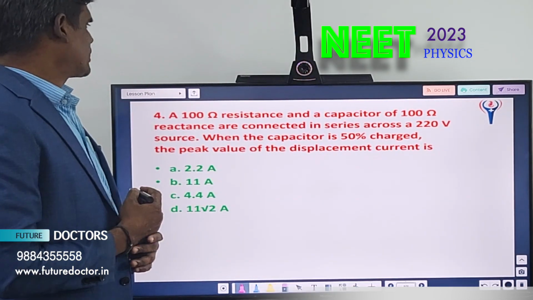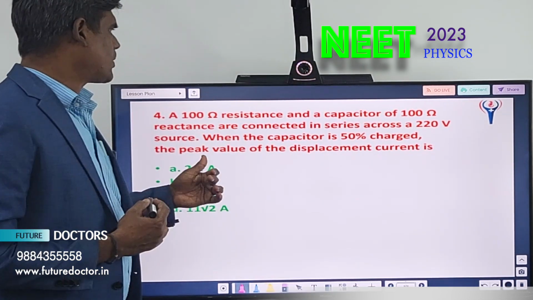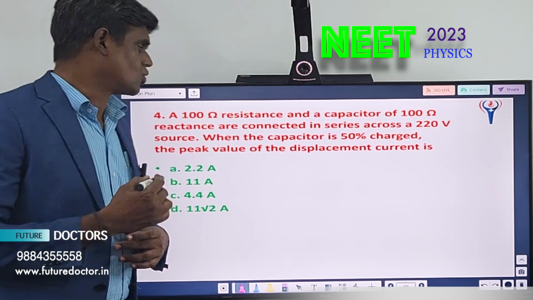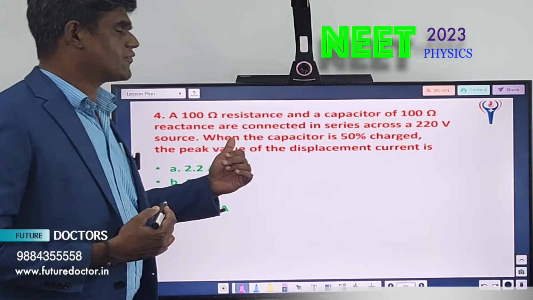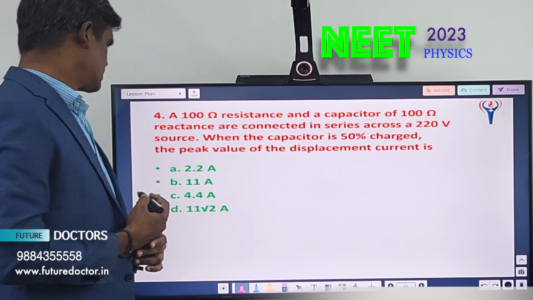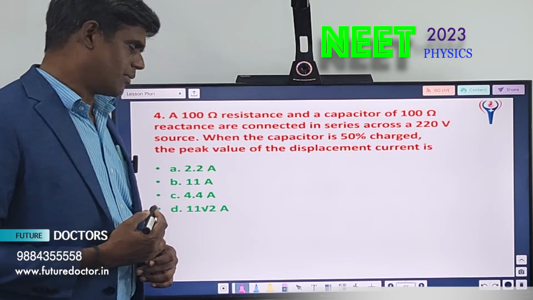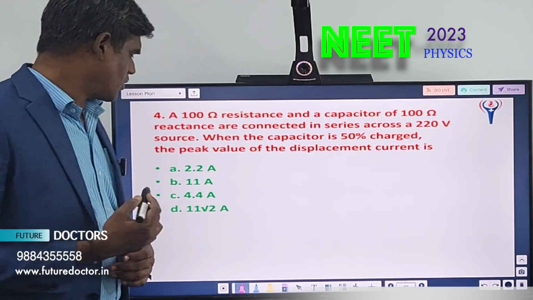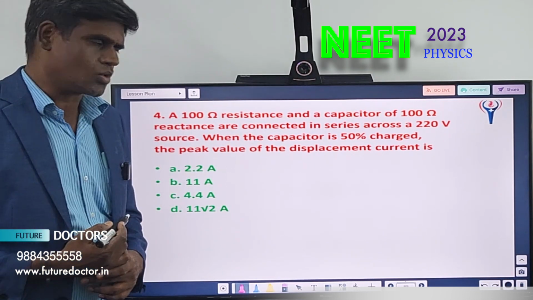A 100 ohm resistance and a capacitor of 100 ohm reactance are connected in series across a 220 volt source. When the capacitor is 50% charged, the peak value of the displacement current is dash. A option 2.2 ampere. B option 11 ampere. C option 4.4 ampere. D option 11 root 2 ampere.